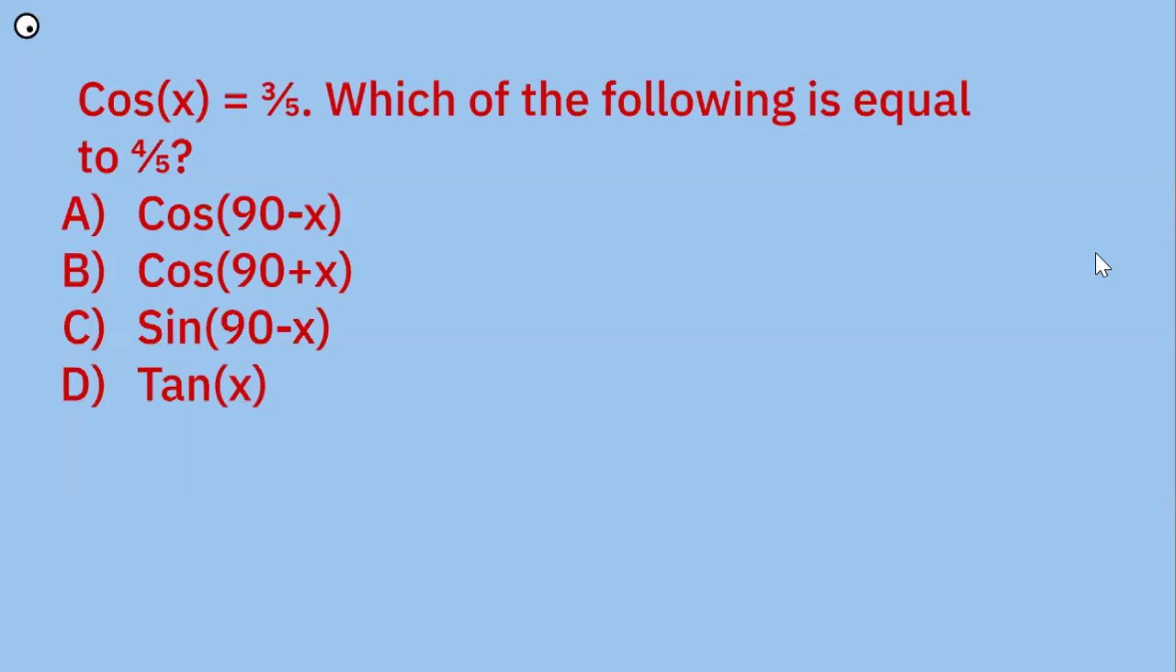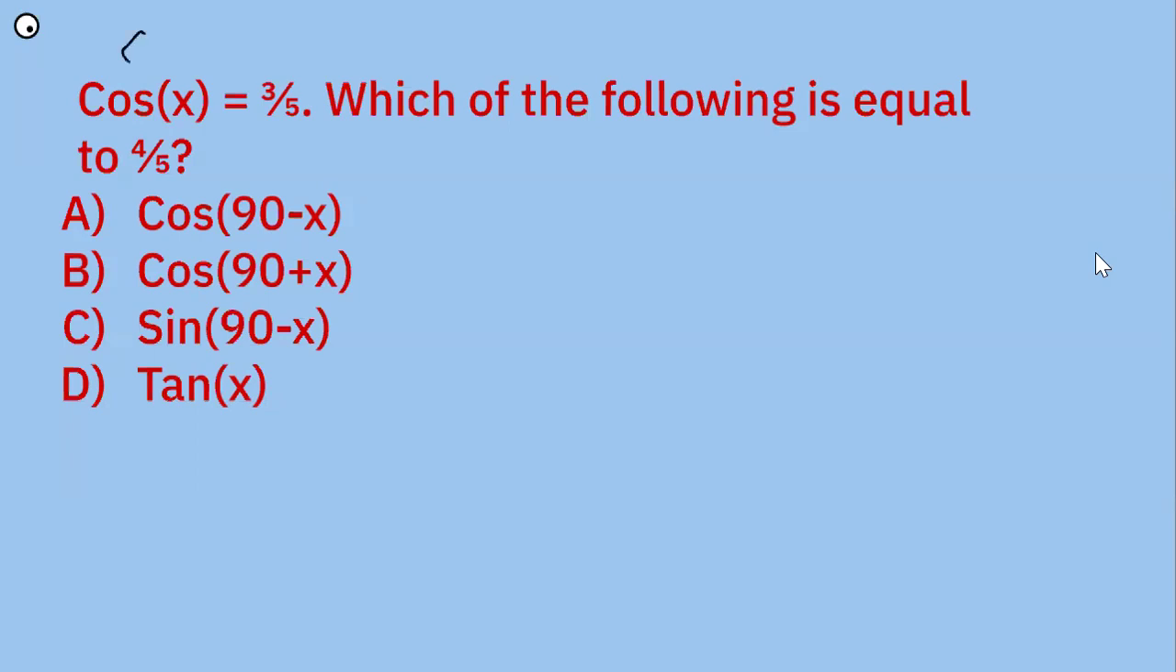So in this video, we're going to be going over angles and triangles, focusing on how they relate to each other within a triangle and especially in right triangles. So let's start with this one here. Cosine x equals 3/5. Which of the following is equal to 4/5?